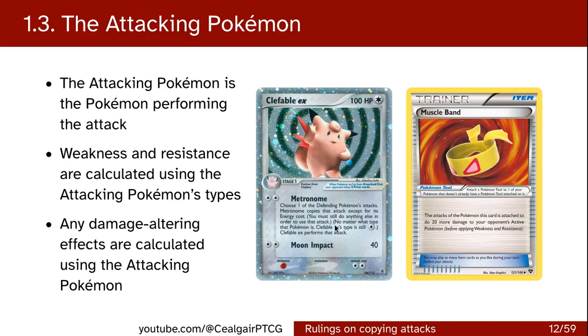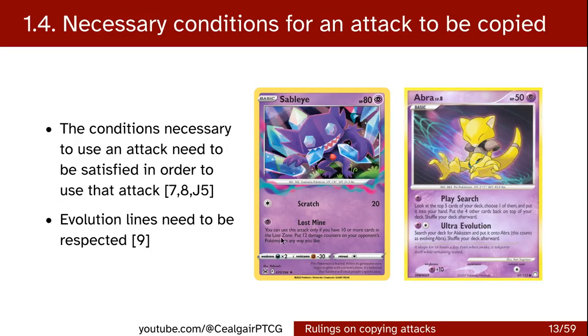It should be noted that later cards have different versions of this sort of reminder text, or some even do not have it at all, but the rulings are still these ones. If an attack in its text says there are conditions necessary to use an attack, then those conditions need to be satisfied in order to use that attack.